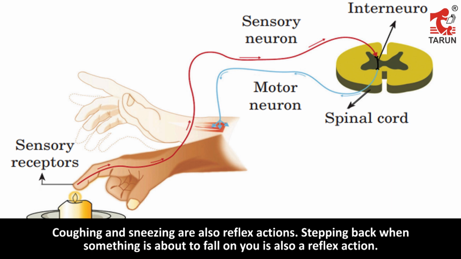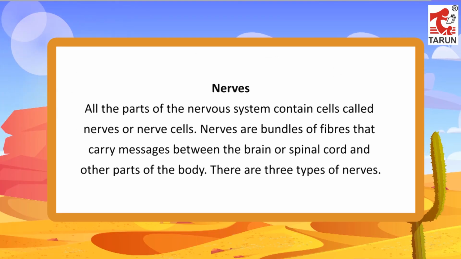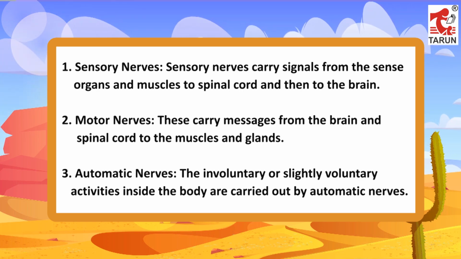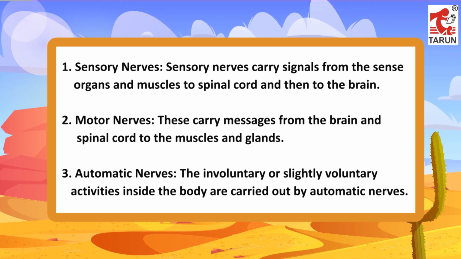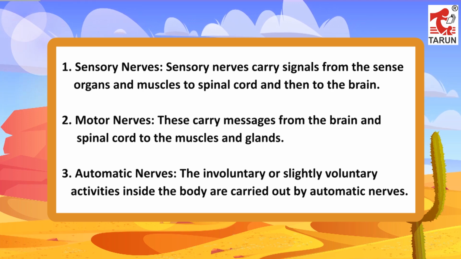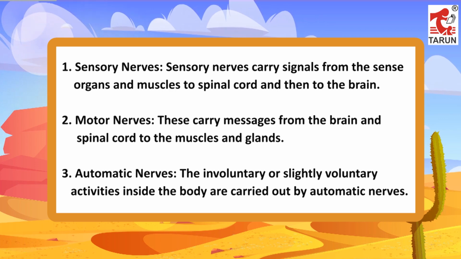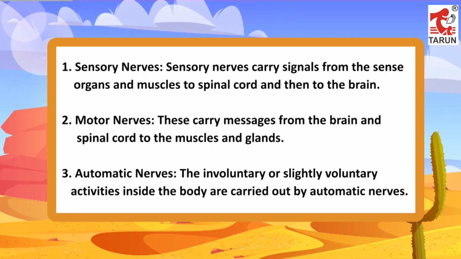Nerves. All the parts of the nervous system contain cells called nerves or nerve cells. Nerves are bundles of fibers that carry messages between the brain or spinal cord and other parts of the body. There are 3 types of nerves. 1. Sensory nerves. Sensory nerves carry signals from the sense organs and muscles to the spinal cord and then to the brain. 2. Motor nerves. These carry messages from the brain and spinal cord to the muscles and glands. 3. Automatic nerves. The involuntary or slightly voluntary activities inside the body are carried out by automatic nerves.